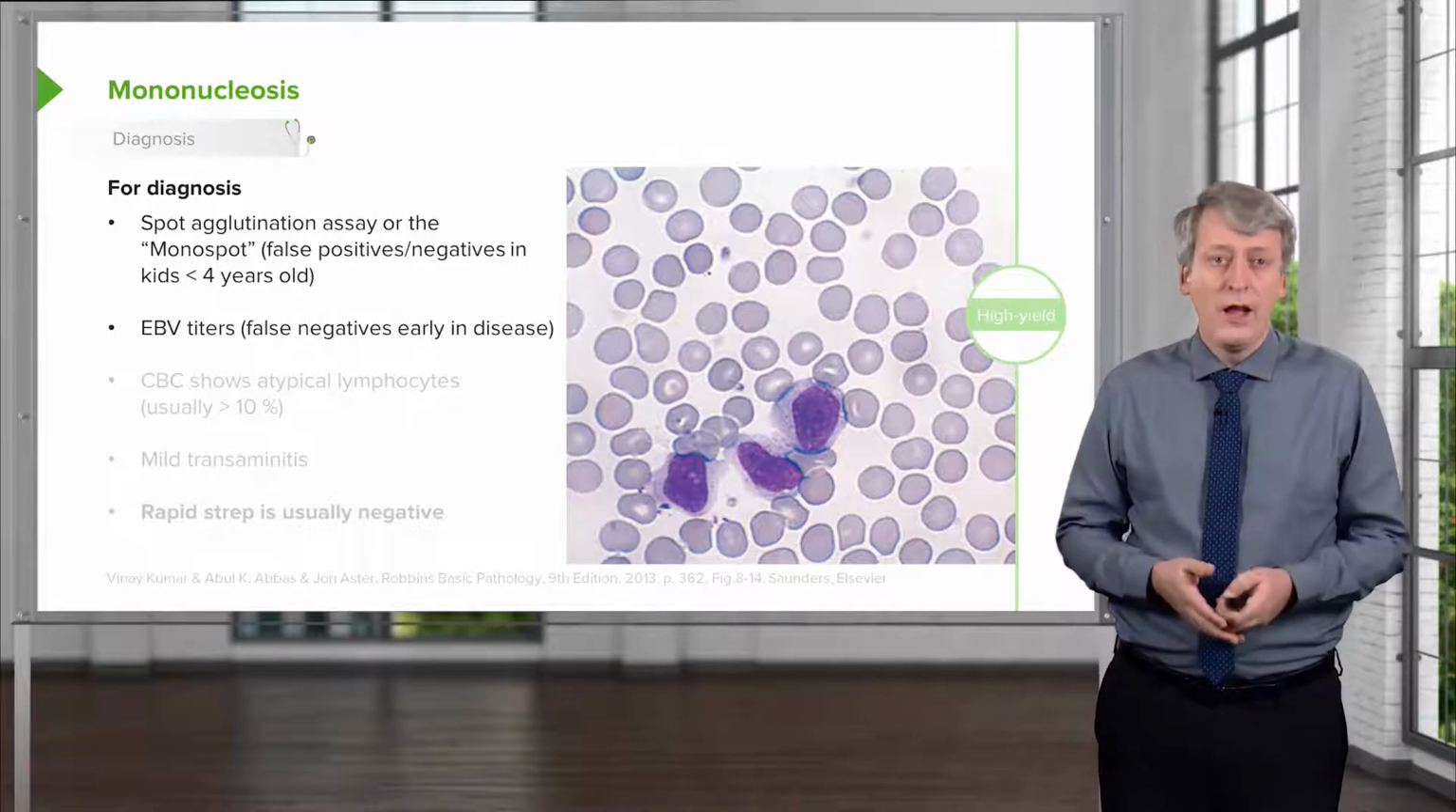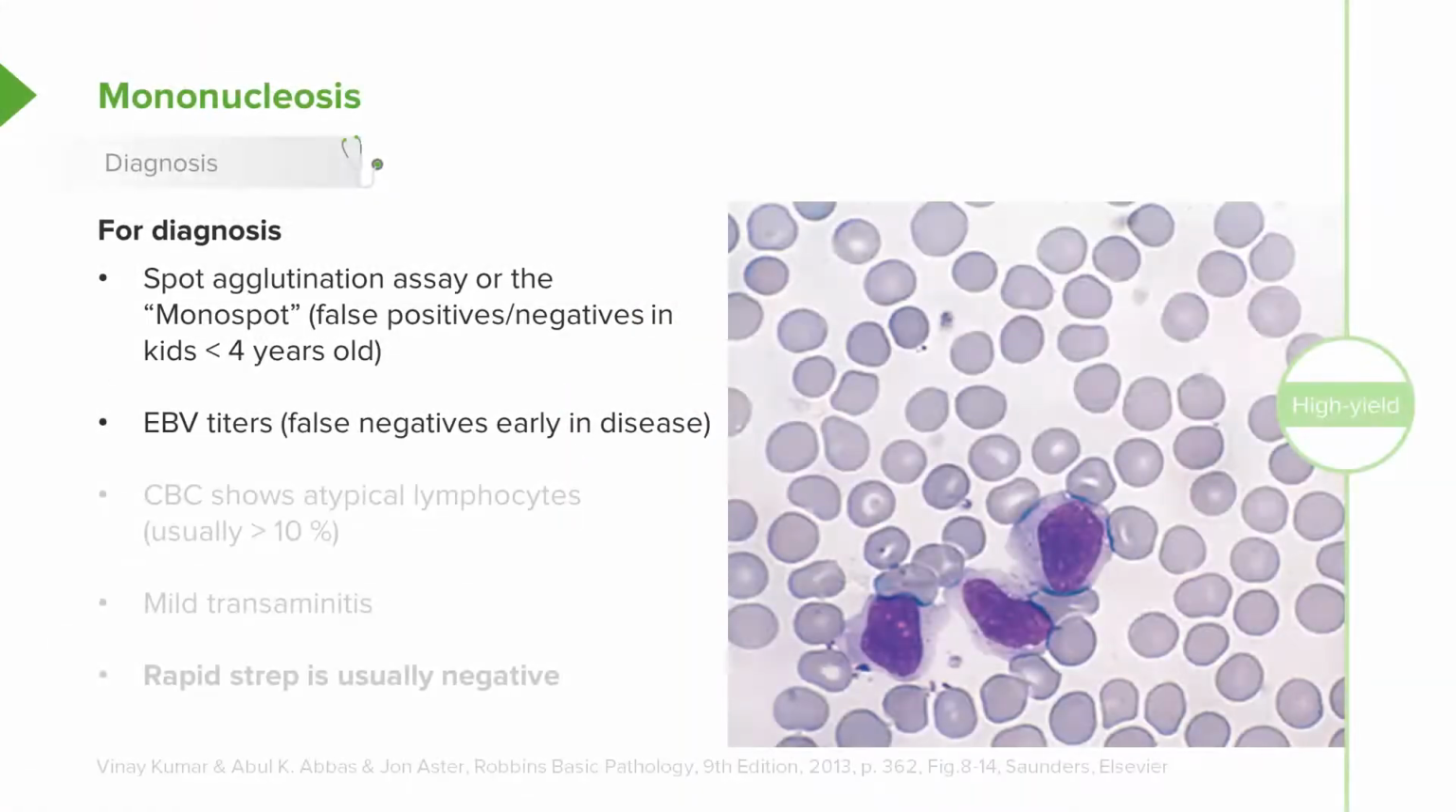Regardless, if the monospot isn't good enough for you, we can also get the more expensive EBV titers. Keep in mind, though, that EBV titers have a higher false negative rate early in disease. If a patient has only had symptoms for 3 or 4 days, there's probably no reason to get an EBV titer because even if they have EBV, it will be negative.